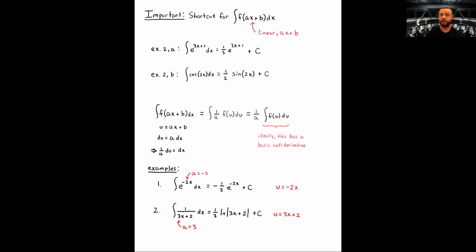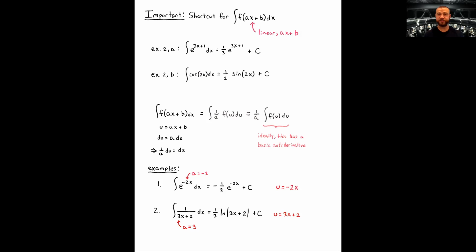Now, you can go through and carry out in detail a u substitution. Try here u as negative 2x. But we're going to make use of this shortcut. We have the factor of a identified. A is negative 2. And we know a basic antiderivative for the exponential function. What this shortcut says is our antiderivative has a factor of 1 over a. That's the negative 1 over 2 factor. And then times the basic antiderivative. And we plug the linear expression back in.